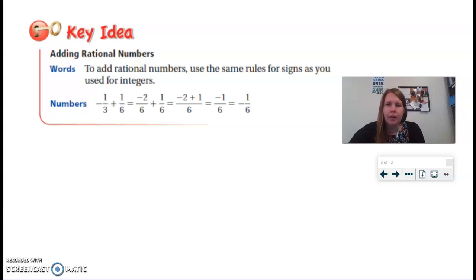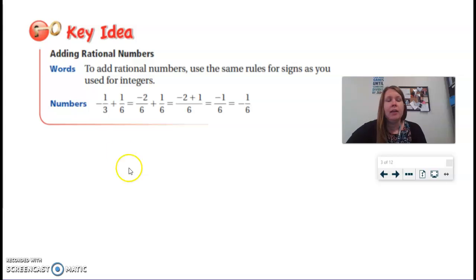So let's talk about adding our rational numbers. Remember, rational numbers are anything that can be written in the form of a fraction. So it could be a fraction, it could be a decimal, it could be a whole number. It says to add rational numbers, use the same rules for signs as you use for integers. So basically, you need to think about your integer addition rules, which means same signs add, different signs subtract.